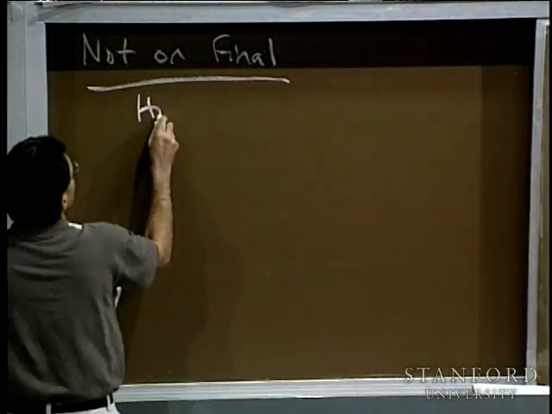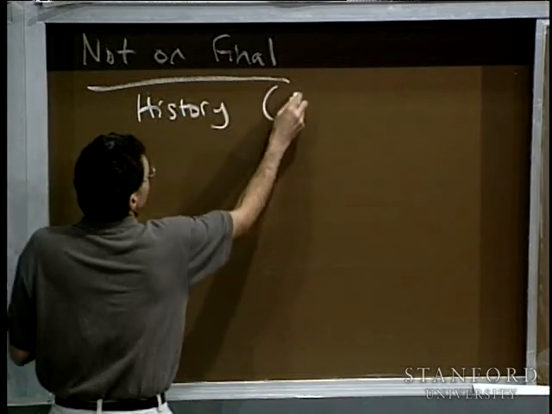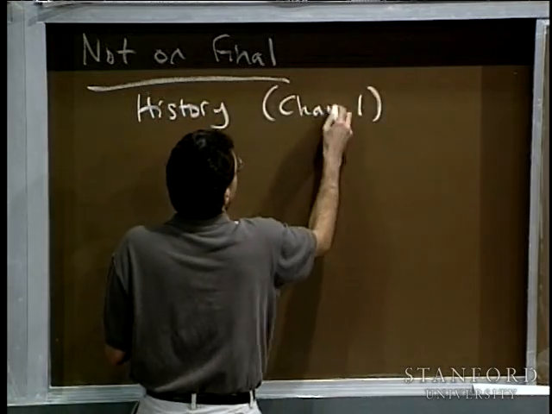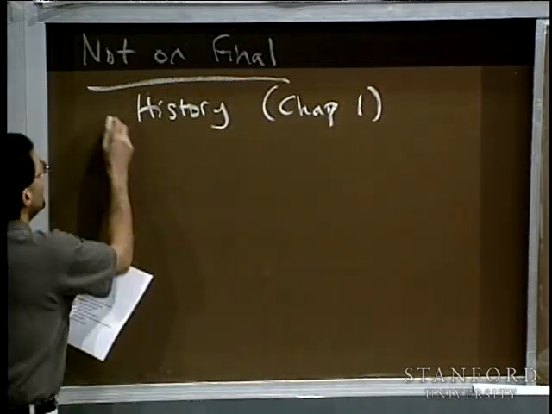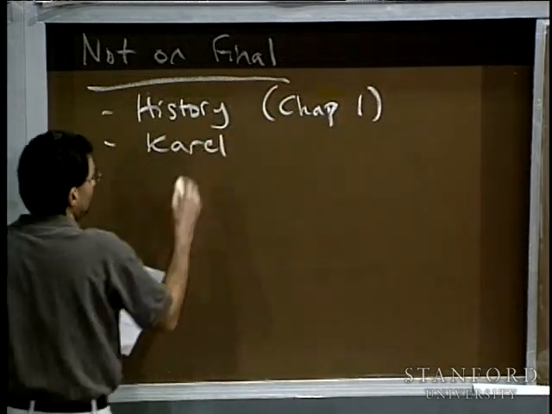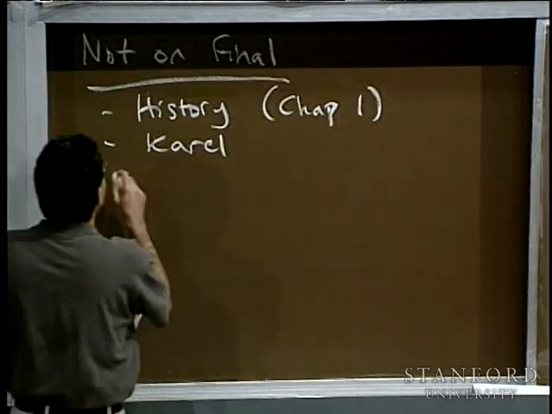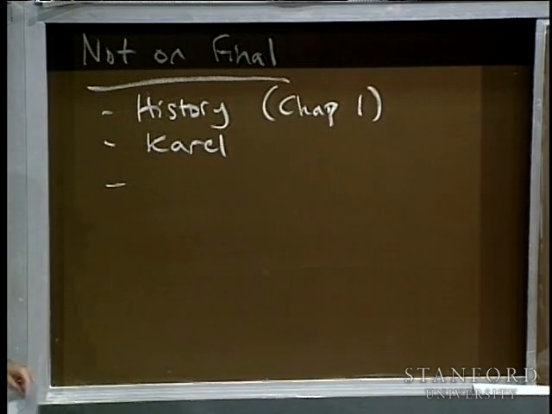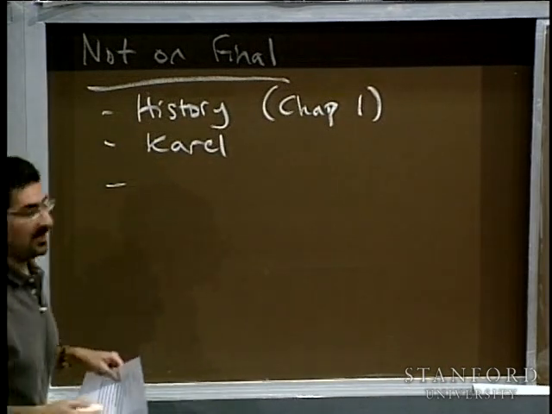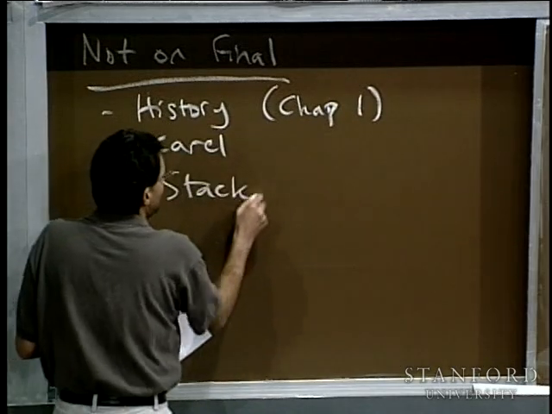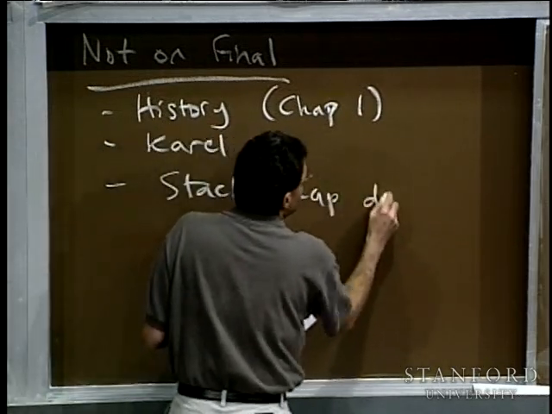Okay? So history, the chapter 1 stuff, as I just mentioned, not on the final. Okay? Carol the robot, not on the final. He's fun, but we're sort of done with Carol at this point. Zelda might be on the final. No, just kidding. Something people have been wondering about, stack heap diagrams, not on the final. So stack heap, the diagrams are not on the final.